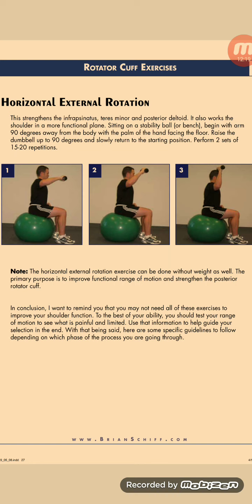Note, the horizontal external rotation exercise can be done without weight as well. The primary purpose is to improve functional range of motion and strengthen the posterior rotator cuff.